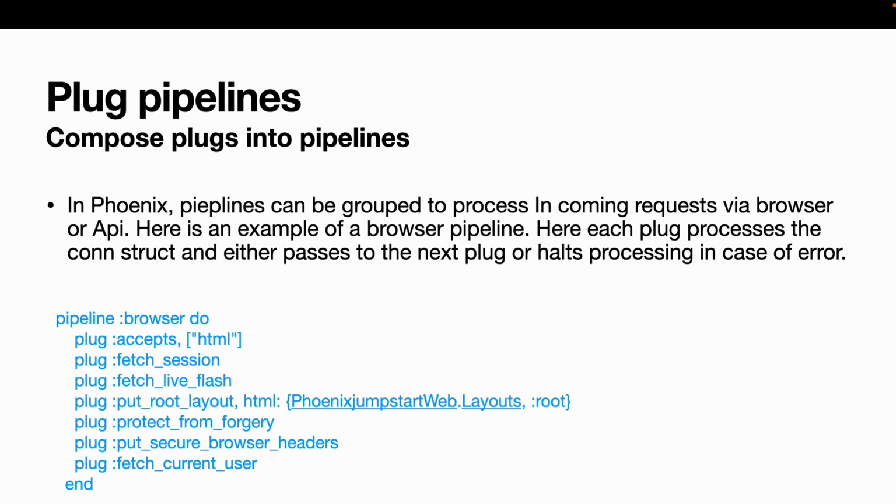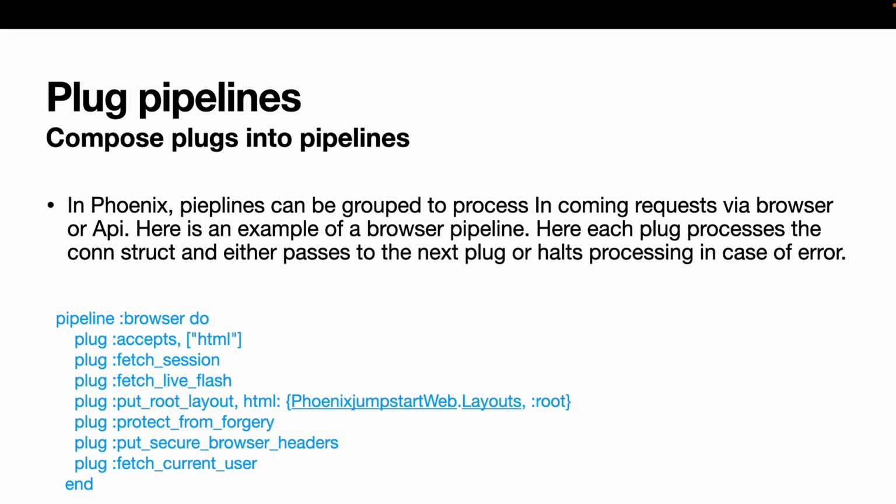So plugs are typically composed into pipelines. That is, each plug is going to accept an incoming Conn struct, does some processing on it, and then pass it to the next plug. In a way, plugs are middleware. They take the request via a Conn struct, do some processing on it, and either pass it to the next function or halt the processing if the conditions are not favorable for continuing.